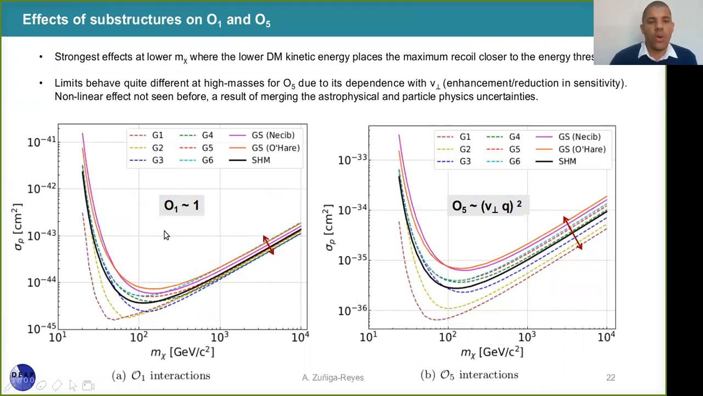This operator, the O1 interaction, is constant, but this changes for O5, which depends on the square of the velocity. And due to this dependence, we observe that the enhancement and reduction in sensitivity is more remarkable, and this is at higher masses. And this is a non-linear effect that we haven't seen before. And this is the result of considering at the same time the particle physics and the astrophysical uncertainties.